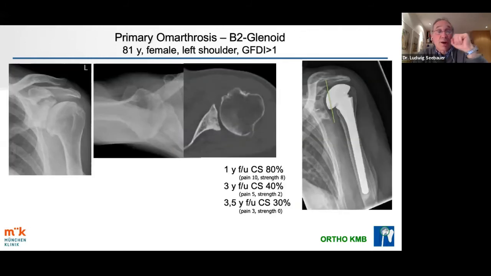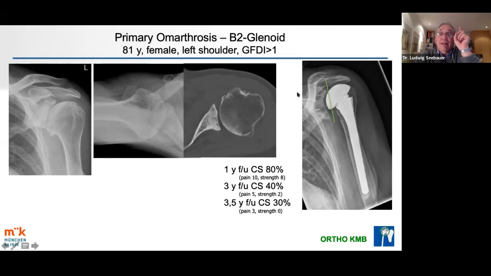Then I will show you a typical case. Ten years ago, I considered this lady to be a good candidate for an anatomic arthroplasty for the primary osteoarthritic shoulder. It was a B2 glenoid, but I did not take into account her cuff quality.